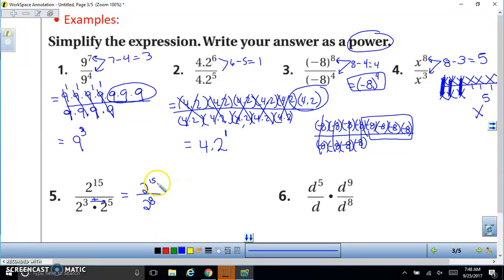All right, 2 to the 8th. Now we're going to subtract our exponents. 15 minus 8: 15 minus 5 is 10, minus 3 is 7. Okay, so 2 to the 7th exponent.